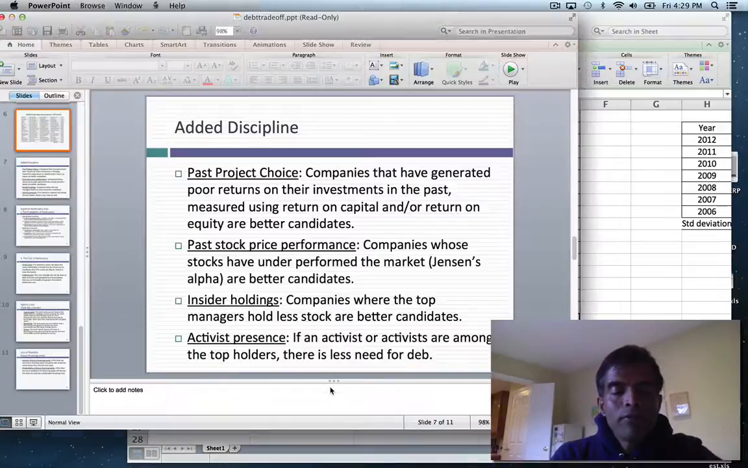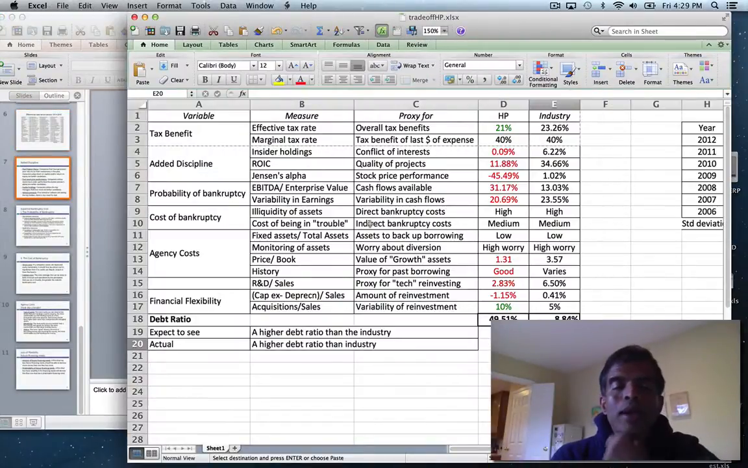So let me again leave this page and go back to the comparison page for HP to see how HP measures up. And here on all three variables that I looked at, it looks like HP is in need of added discipline. First, its insider holdings are tiny, 0.09%. The top managers own very little of the company. The typical company in the sector, you find about 6.22% of the stock being held by insiders. So because insiders hold less stock, you would think that they would need to be prodded from the outside. And that's where debt comes in as a disciplining mechanism. And that's why I've shaded it red. That pushes HP towards more debt because managers don't own very much stock. The return on invested capital for HP looks pretty good at first sight, 11.88%.